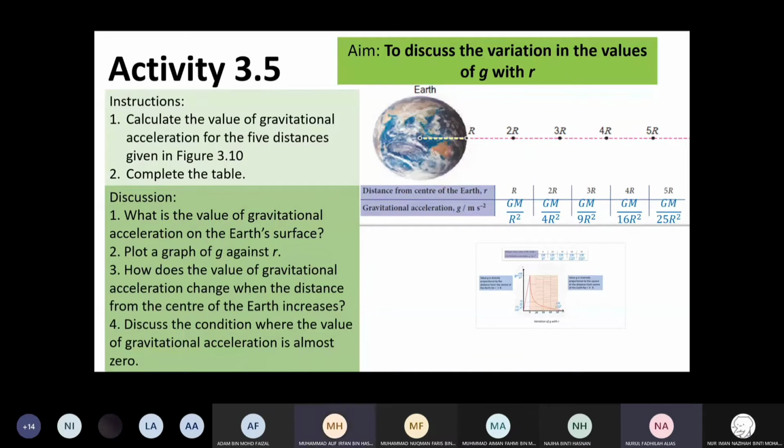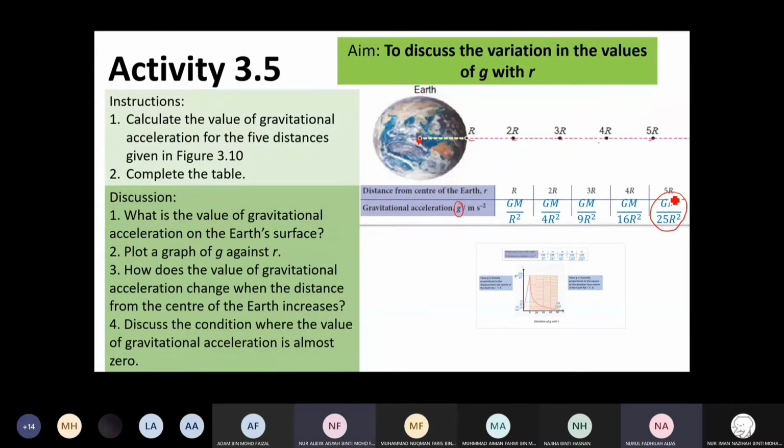Okay, right. So now you see, what is the relationship between the distance from the center of the earth and the value of gravitational acceleration? What's the relationship between the distance and the gravitational acceleration? The higher the distance, lagi jauh, the greater the gravitational acceleration. So this one greater. Is it greater?